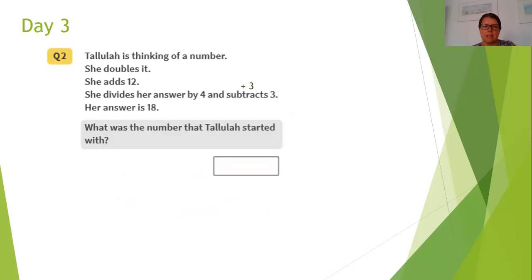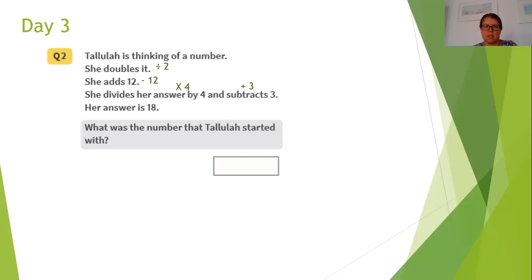She ended with 18. She subtracted 3, so we'll do the inverse and add 3. Before that, she divided by 4, so we will multiply by 4. She added 12, so we'll subtract 12. She doubled her answer. That was the first thing she did. So the last thing we will do is halve our answer or divide it by 2.